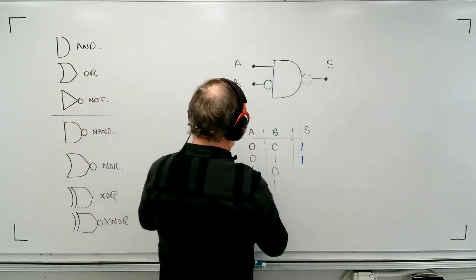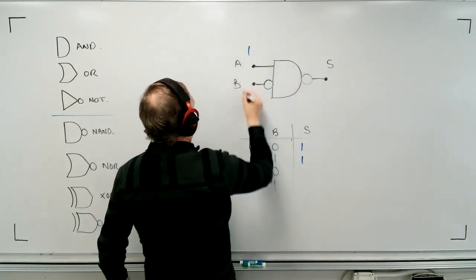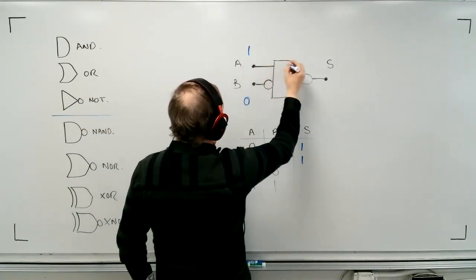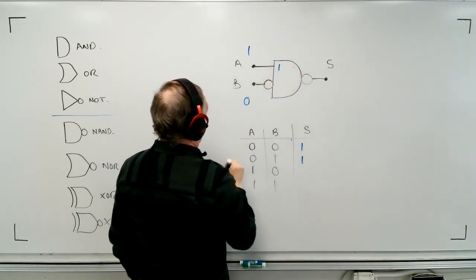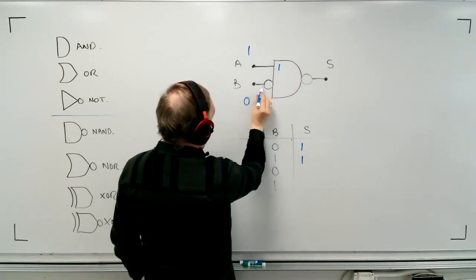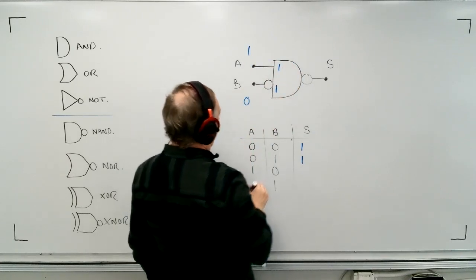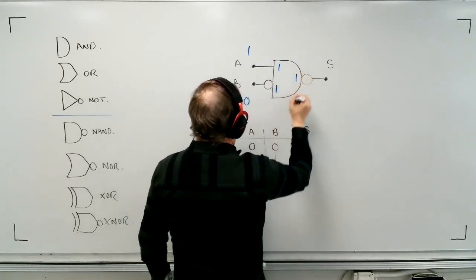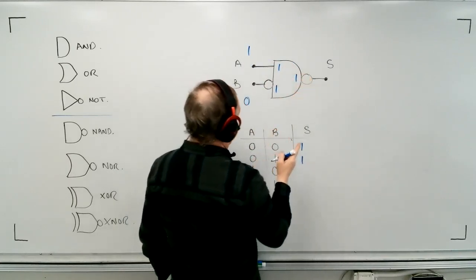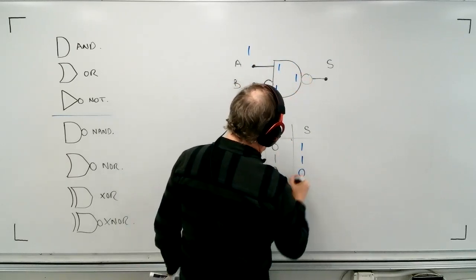Now, let's take a look at 1 and 0. Here's a 1 and a 0. The 1 comes in here and becomes a 1. The 0 comes into the invert and is changed into a 1 entering the gate. That makes the output a 1, but then the invert goes, wait a minute, you're going to be a low output.